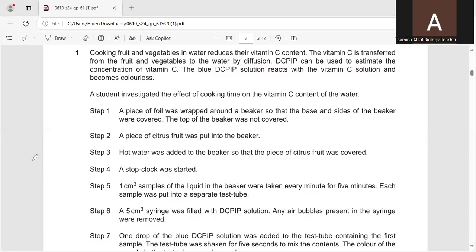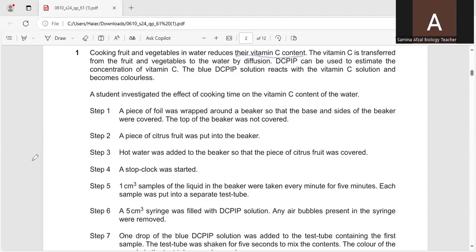Biology 0610, Paper 6, ATP, Variant 1, May June 2024. Question 1. Cooking fruit and vegetables in water reduces their vitamin C contents.